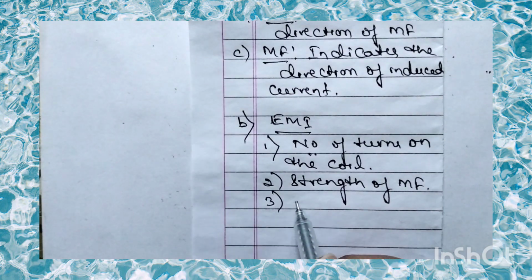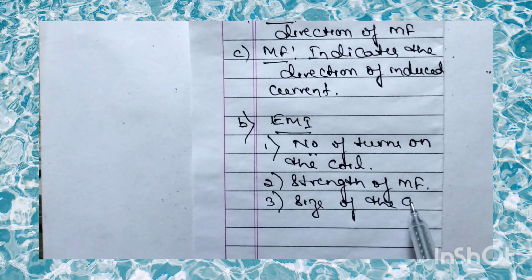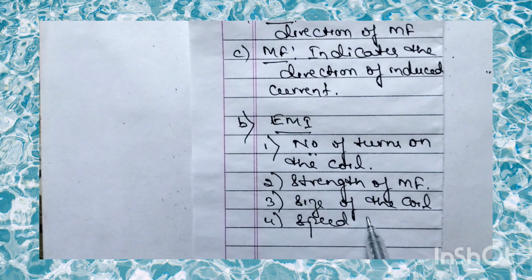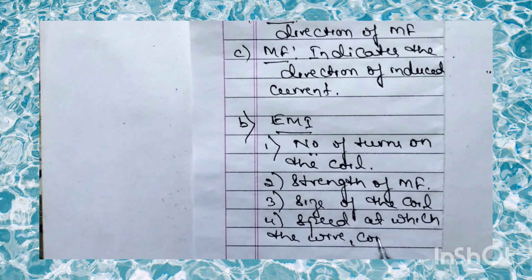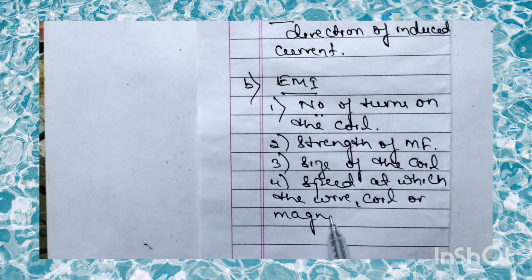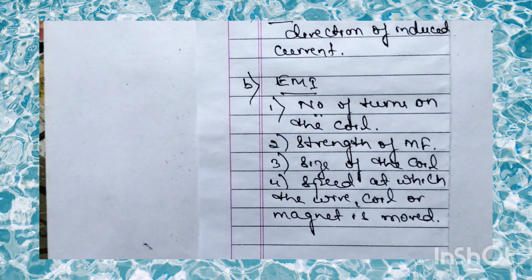Third one is it depends upon size of the coil. And the fourth one is the speed at which the wire, coil or magnet is moved. So these are the four factors on which the EMI depends. So influencing EMI depends upon these four factors. So now let us move for the next question.